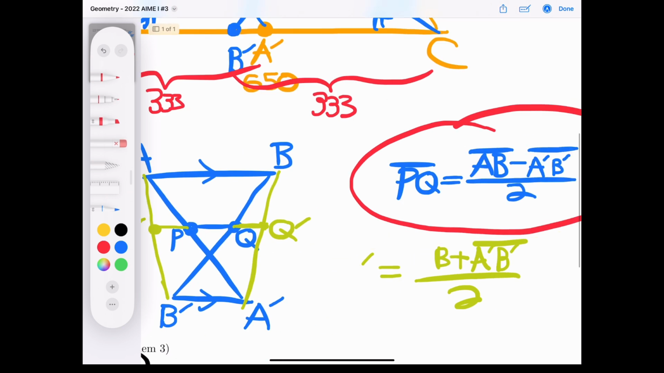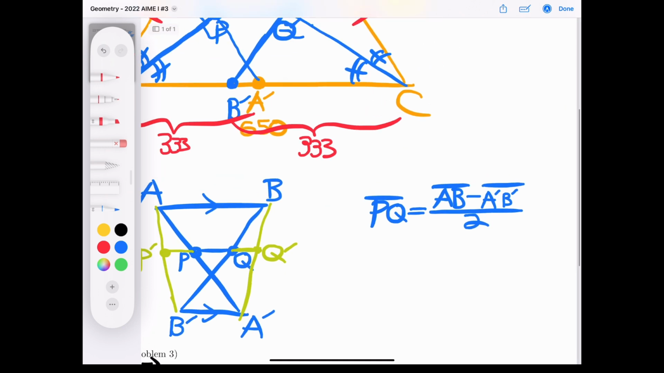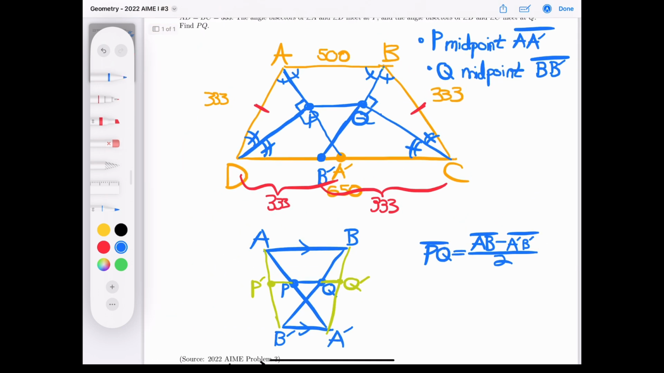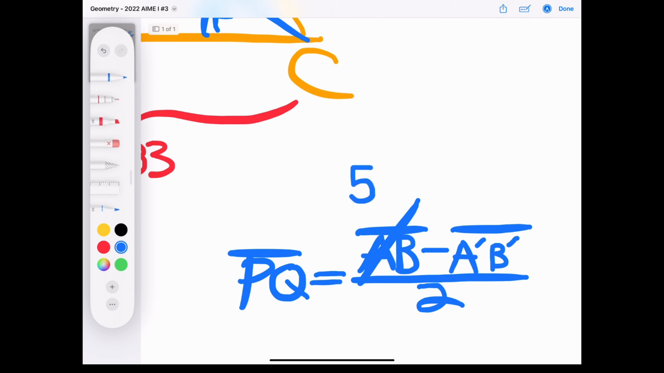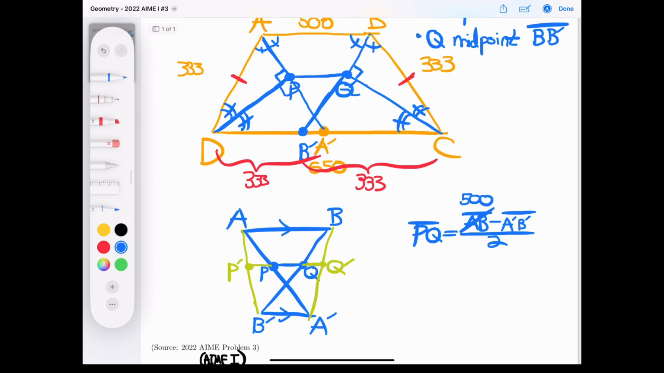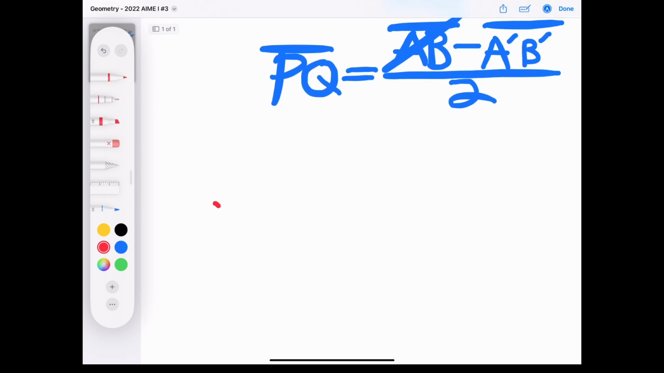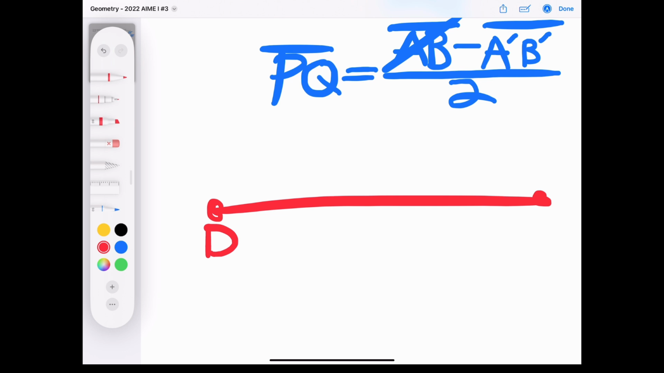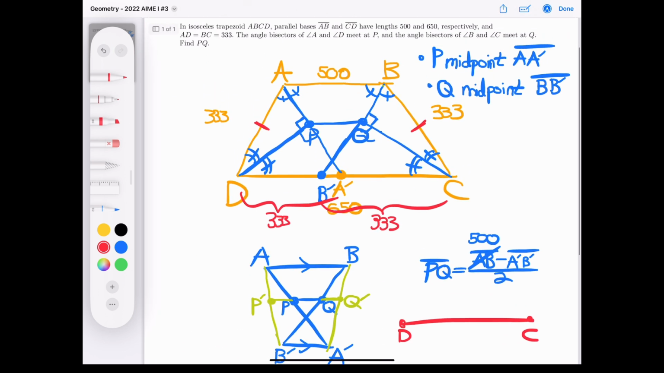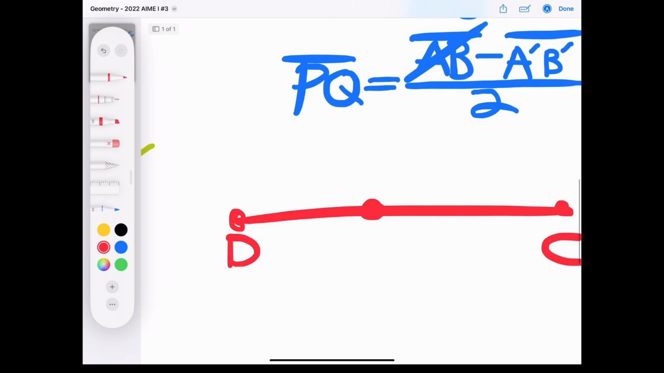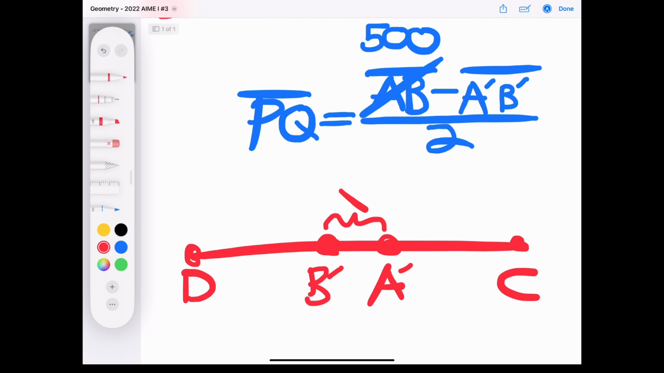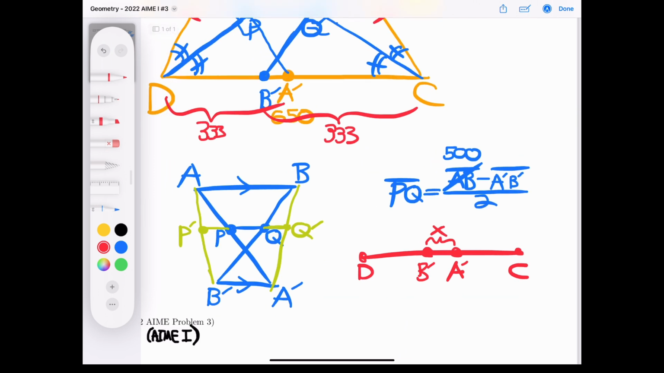And so now we can use that formula to find the length of PQ. We have that the length of AB is equal to 500. The only thing we have left to do is find the length of A prime B prime. And this is basically solved, because let's look at segment DC in our diagram from up here. The ordering of the points will be B prime, A prime, like this. So let's call the length of B prime A prime X.